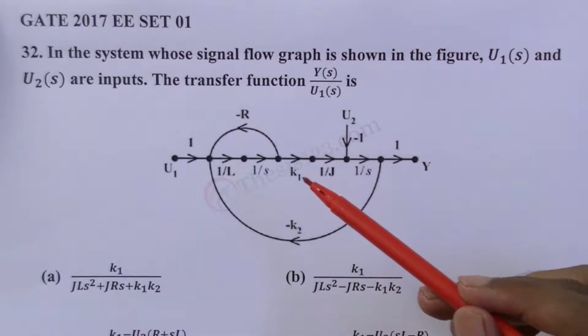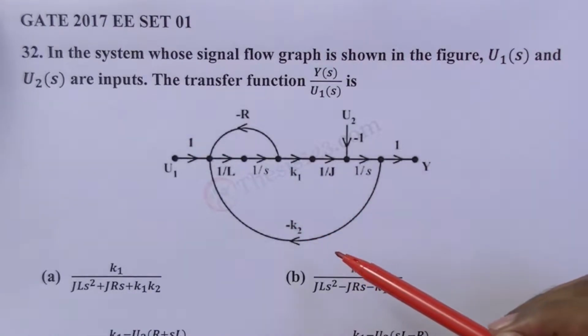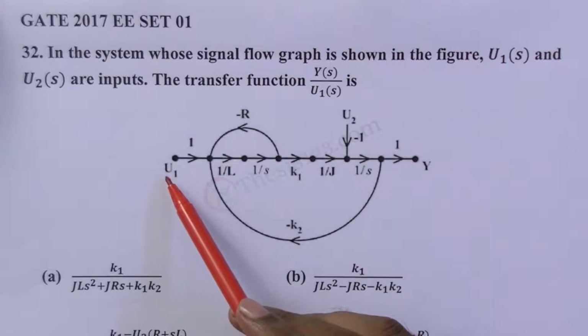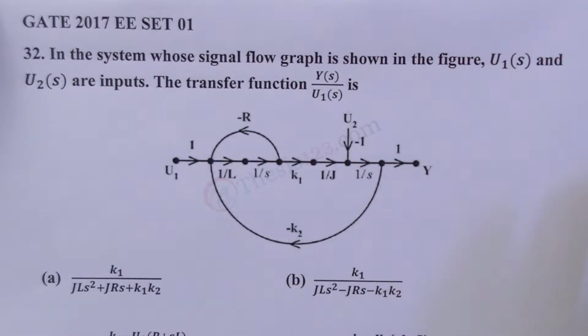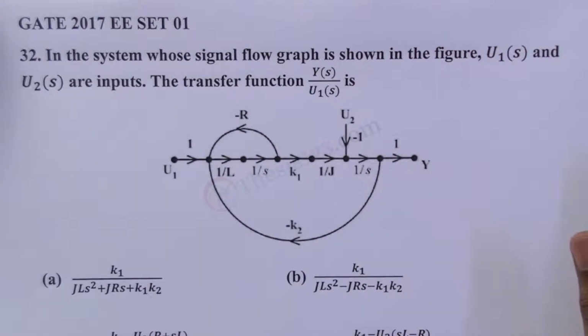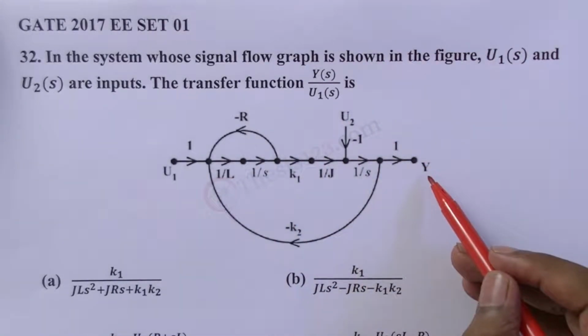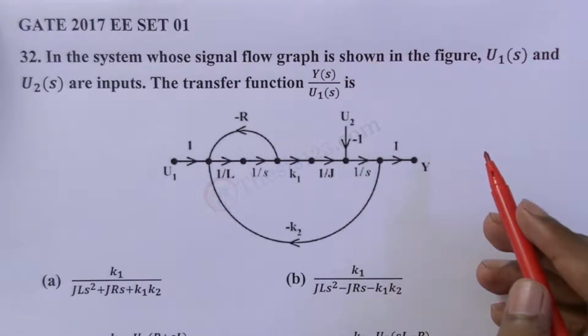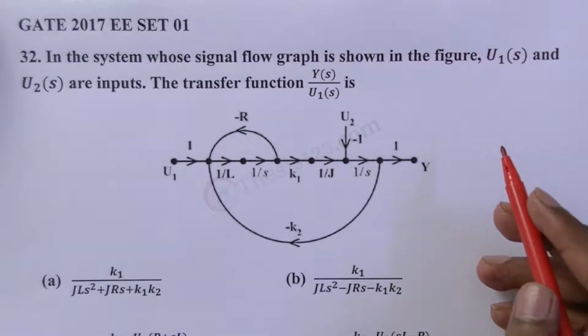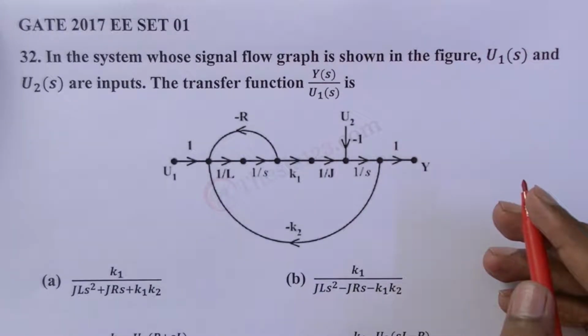The given signal flow graph of the system has two inputs, U1 and U2. The total response Y of the system would be due to the action of the two inputs. We are assuming this is an LTI system, a linear time invariant system. That's how we work with systems in control systems. We assume every system we come across to be linear. That is the major assumption when we do anything in control systems.